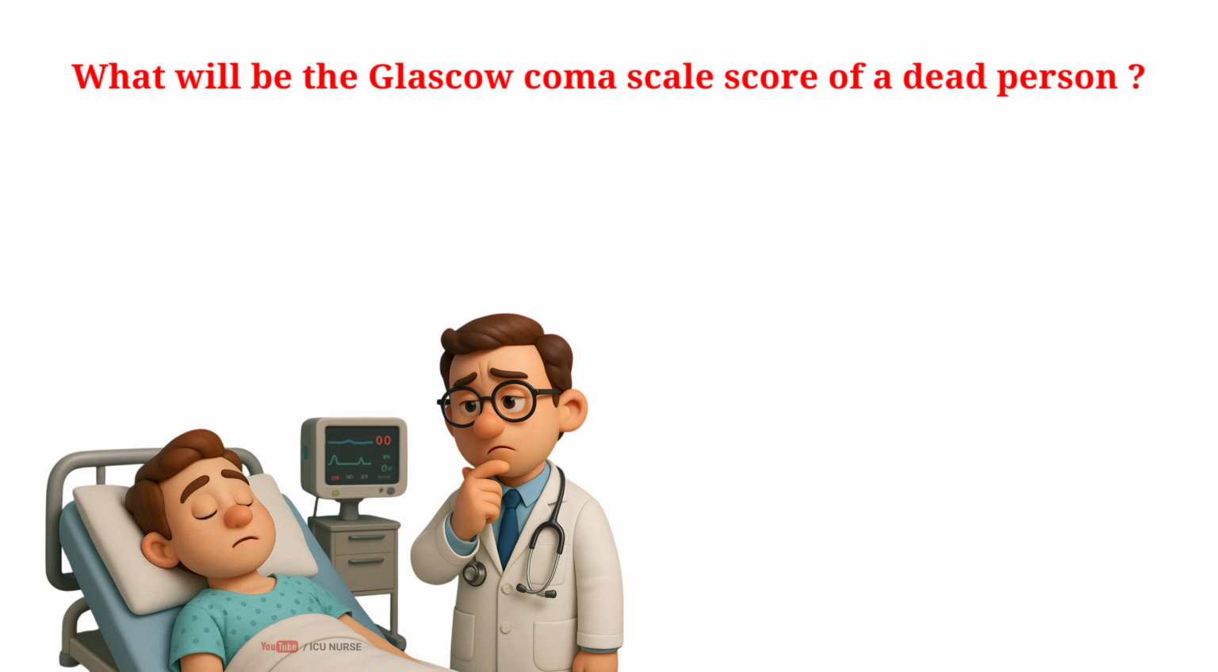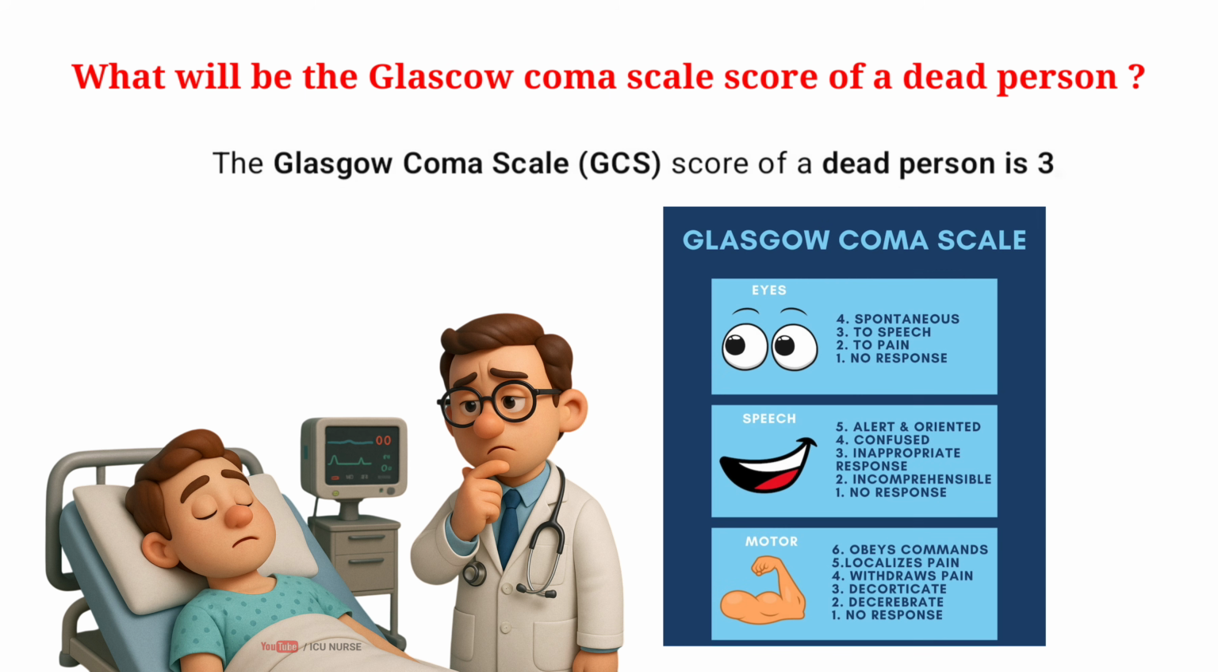What will be the Glasgow Coma Scale score of a dead person? The Glasgow Coma Scale score of a dead person is 3, which is the lowest possible score. For a dead person, score for eye opening is 1, no eye opening. For verbal response, the score is again 1, no verbal response. For motor response, the score is again 1, no motor response. Total 1 plus 1 plus 1, 3.